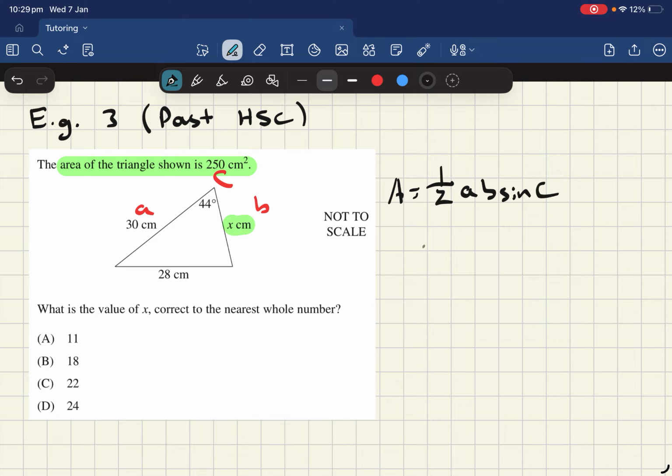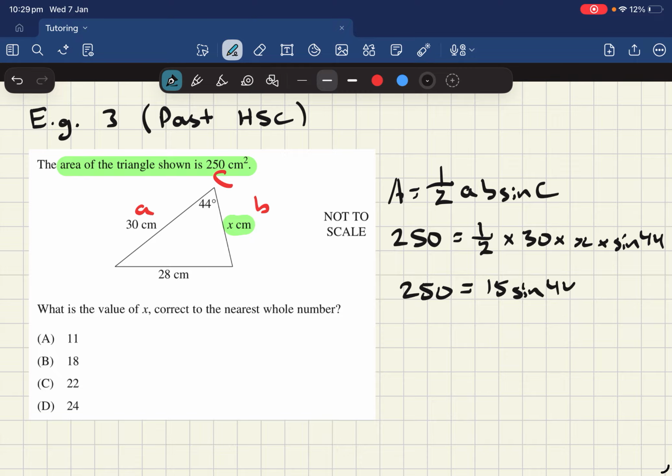Now, I'm going to substitute in all of the relevant information. So my area is 250. I have half times 30 times x times sine 44. Okay, so just to clean this up a little bit, half times 30 just gives us 15. So it's basically 15 multiplied by sine 44 multiplied by x. Remember, we're multiplying, so I can move the order around here as we need.